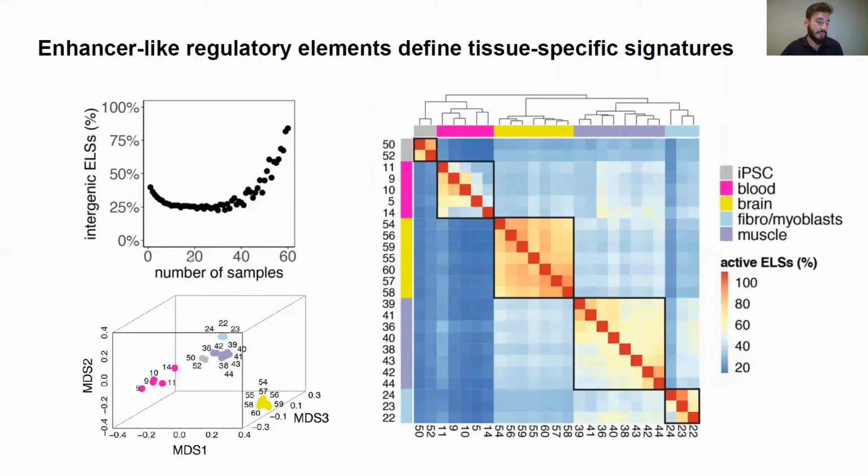Since we are interested in the tissue-specific activation of these enhancers, we assess the presence-absence of these enhancers across a curated set of 25 different samples. By multidimensional scaling, we could identify 5 different clusters of tissue-related samples, and this classification is also seen in this heat map that shows the percentage of enhancers that are shared across all the tissues or the samples that we are considering. And here you can see the highest sharing in the 5 different groups of tissues that we have, which are iPS, blood, brain, fibromyoblast, and muscle.